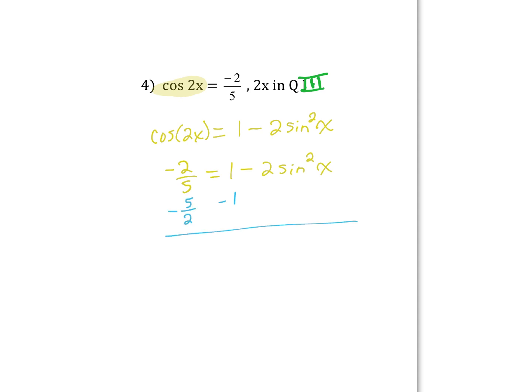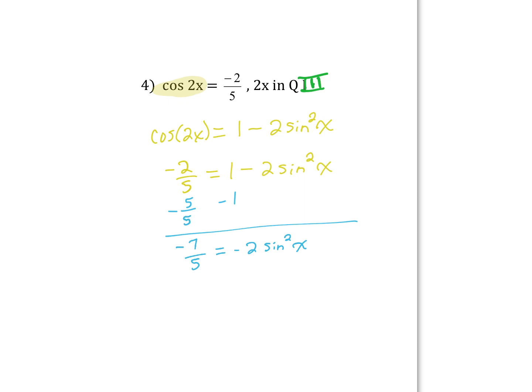Let's fix that. Negative 5 over 5 instead of negative 1, just so that I have my common denominator. So this gives me negative 7 over 5 is equal to negative 2 sine squared x.